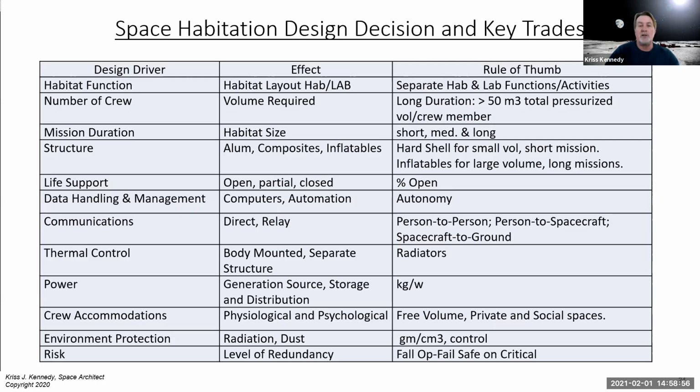For crew accommodations, the physiological and psychological aspects of free volume, private and social spaces, and the separation of those spaces. For environmental protection, you've got to consider the effects of radiation and dust. And then for risk, the level of redundancy, fail-op or fail-safe on critical items.